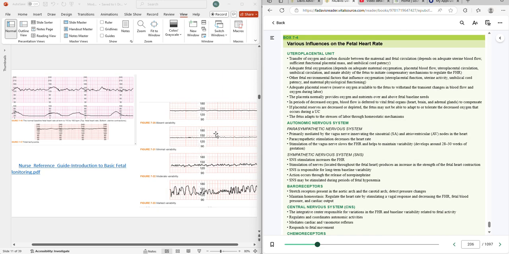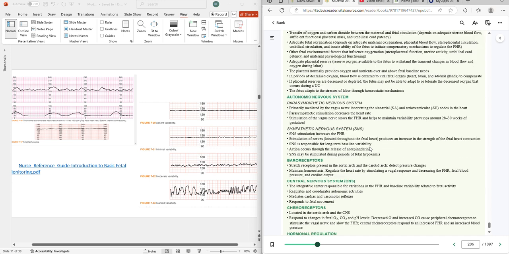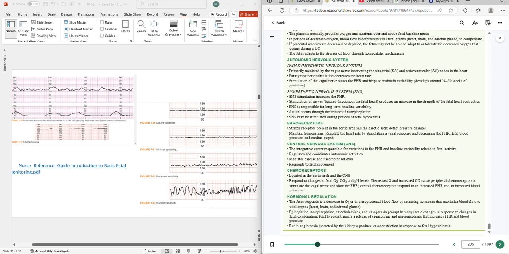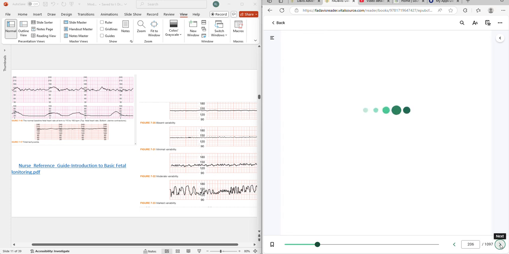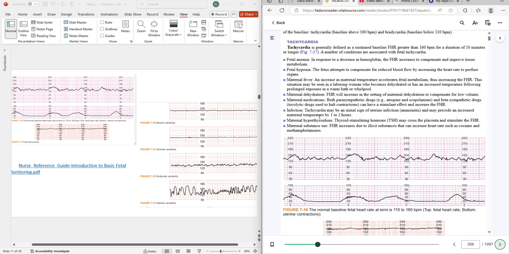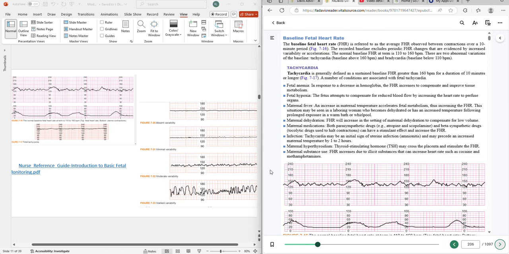Okay, so let's talk about fetal heart rate and various patterns, and I'm giving you a packet when we get to class over some of these. So baseline fetal heart rate. Let's look on page 206. This chart you can look at. So our heart rate for our fetus needs to be between 110 and 160. Anything below 110 is bradycardia. Anything above 160 is considered tachycardia. You need to know that.